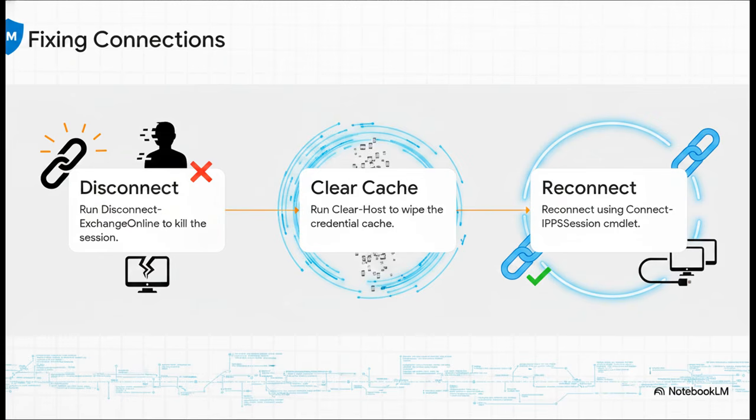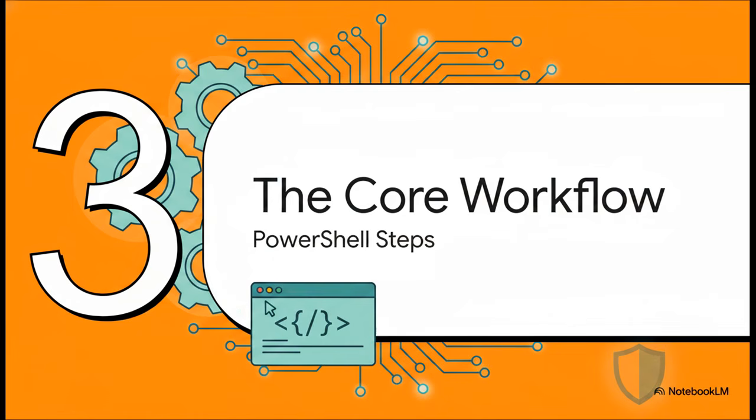First, you run Disconnect-ExchangeOnline to kill off that hung session. Second, and honestly, this is the magic step right here, run Clear-Host. It totally wipes out that buggy credential cache that's tricking your system. Then finally, you just reconnect freshly using the Connect-IPPSSession cmdlet. Easy. All right, on to Section 3, the core PowerShell workflow.